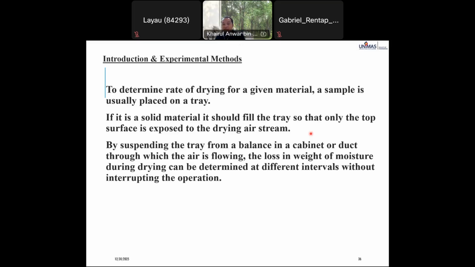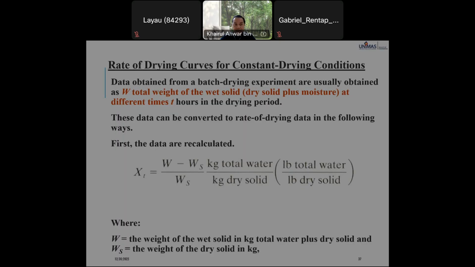To determine the rate of drying for a given material, a sample is usually placed on a tray. If it is a solid material, it should fill the tray so that only the top surface is exposed to the drying air stream. By suspending the tray from a balance in a cabinet or duct through which the air is flowing, the loss in weight of moisture during drying can be determined at different intervals without interrupting the operation.